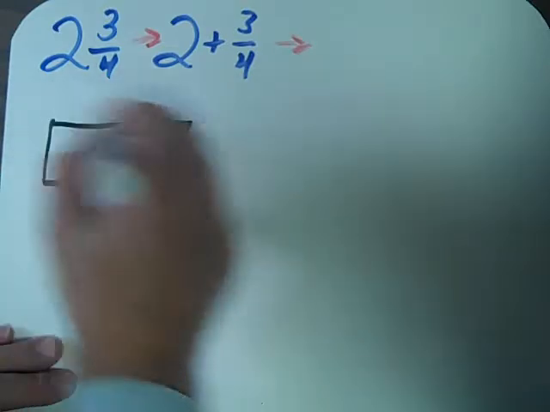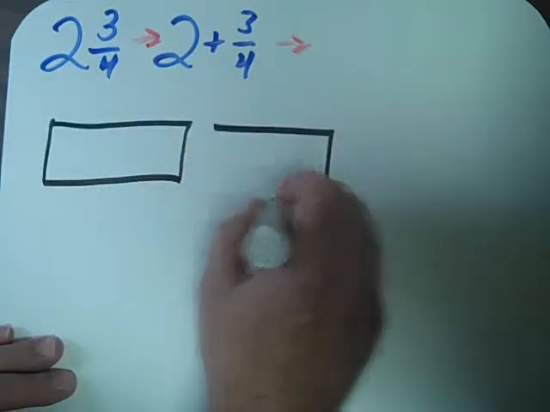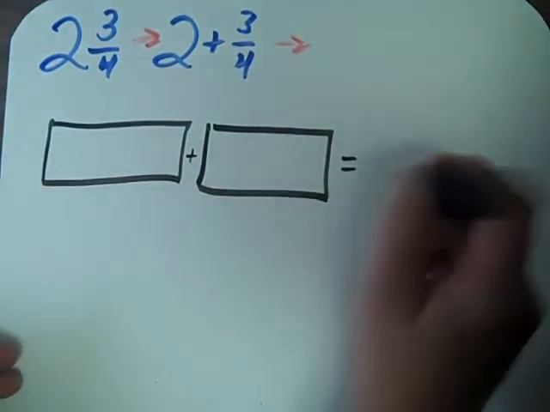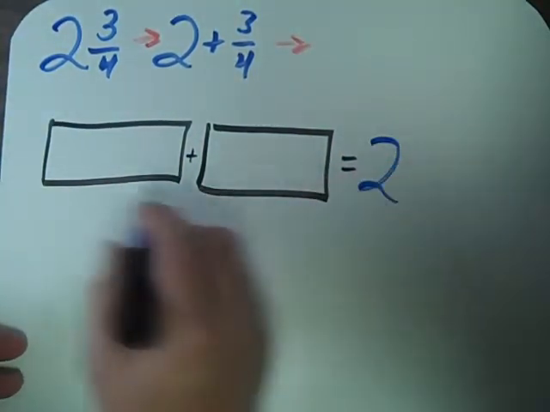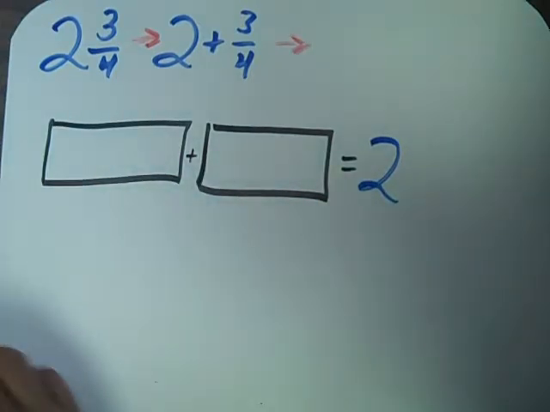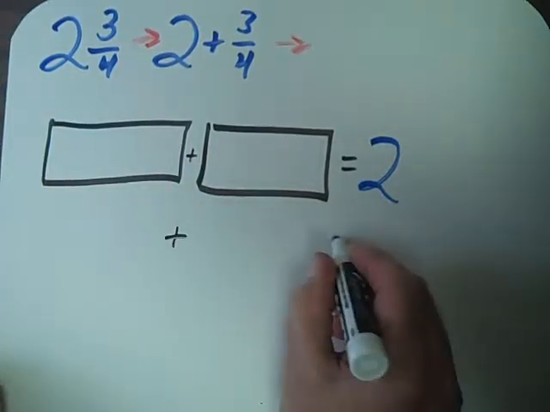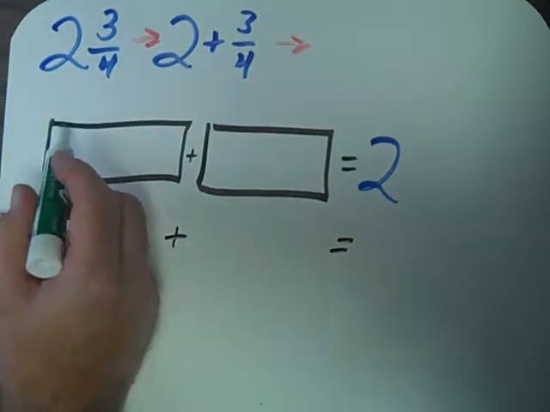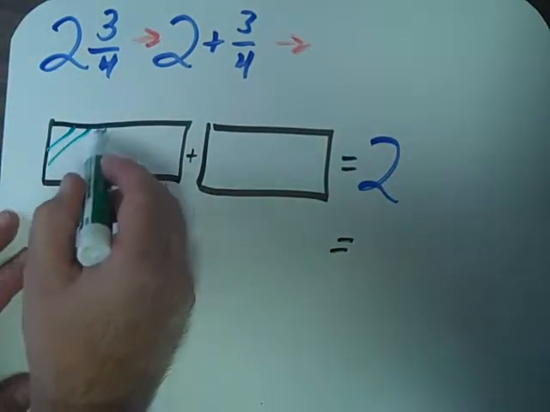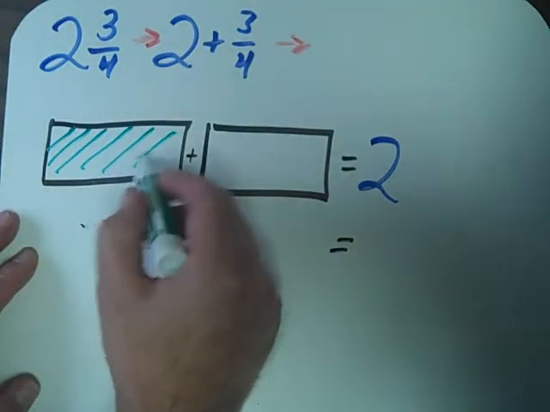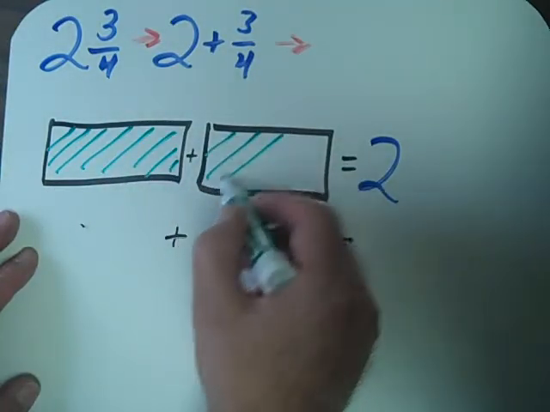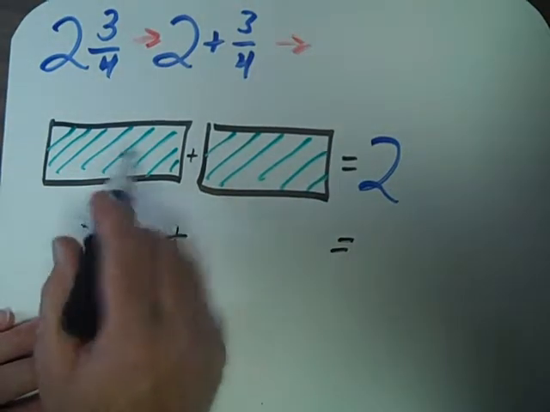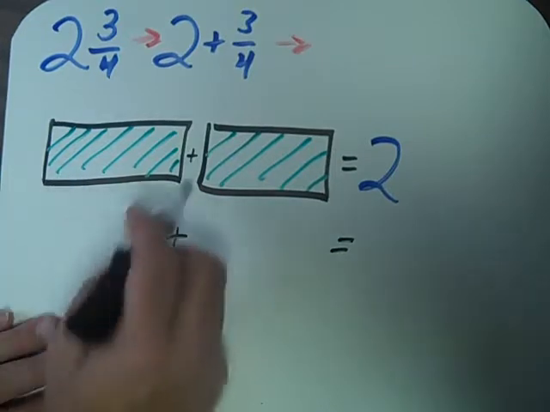I have 1, I have 2, and that equals 2. 1 plus 1 equals 2. On this first one, we're counting the whole thing. We're counting all of it. We're counting the whole thing.